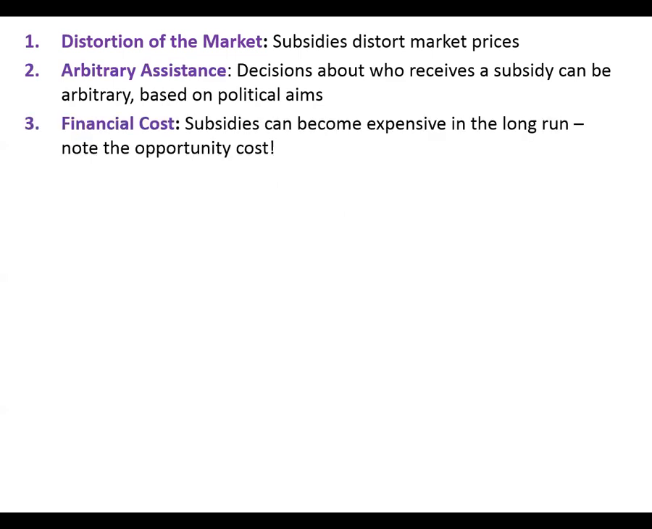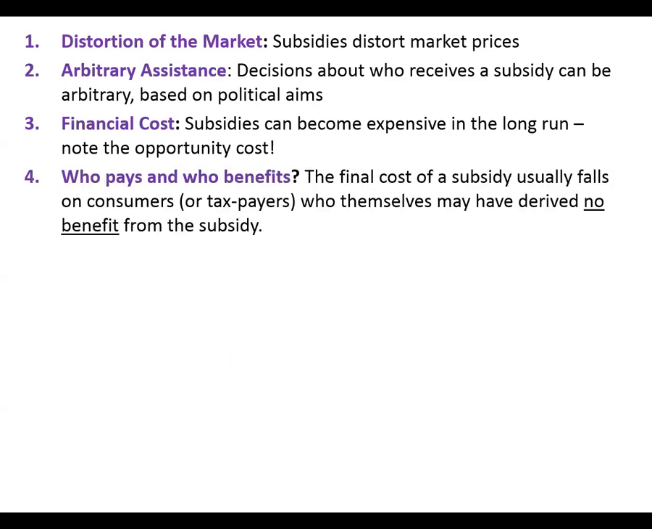Financial cost. Subsidies can become expensive in the long run. Note the opportunity cost. So there's both an opportunity cost, but also a financial cost. If you think of, again, Labour government had a notion of subsidising everybody's tuition fees to go to university. Think about the sheer cost year on year of subsidising tuition fees. Somebody would have to pay for that. And again, the rate of tax would probably be something significant in order to pay for that.